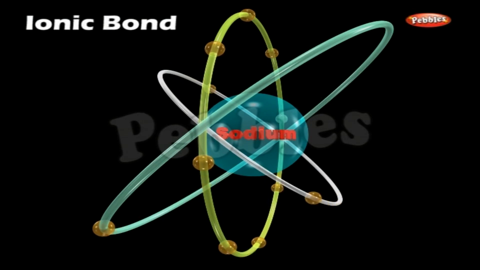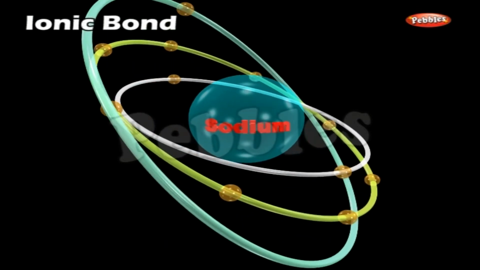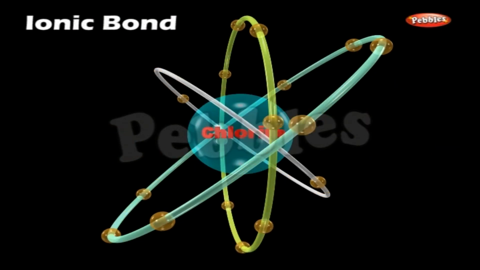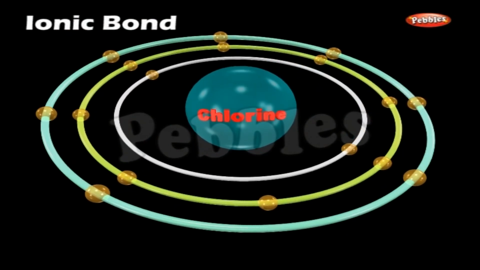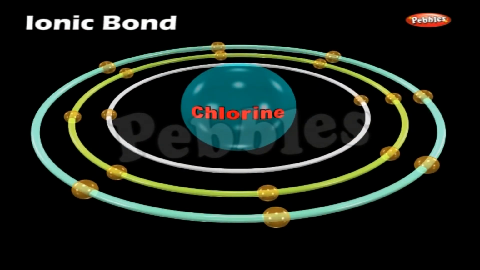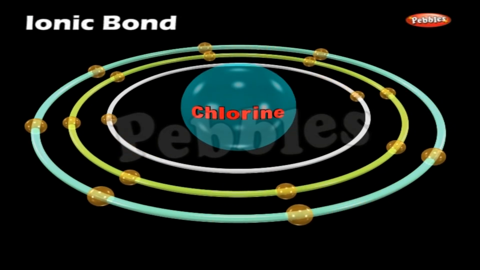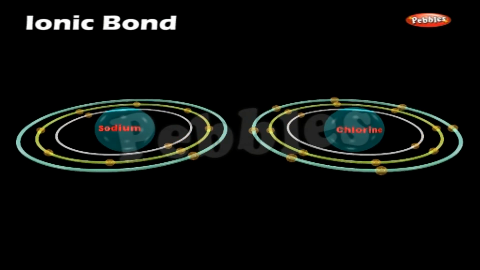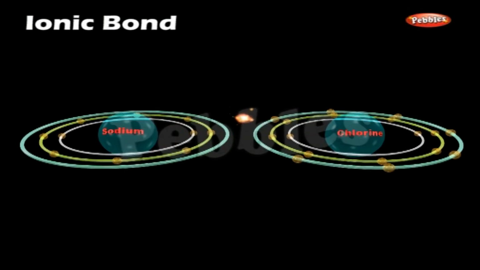The electronic configuration of sodium atom is first orbit 2 electrons, second orbit 8 electrons, and the last orbit 1 electron. Chlorine atom is first orbit 2 electrons, second orbit 8 electrons, and last orbit 7 electrons. Chlorine atom needs one more electron to have the stable octet structure in the outermost shell. The sodium atom has one excess electron for the octet structure. So, in the process of combination, the sodium atom transfers its excess electron to chlorine atom.